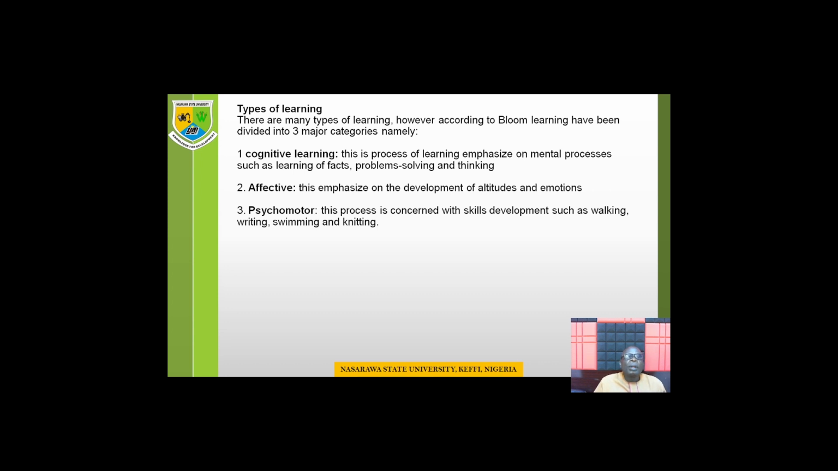Two, affective learning. This emphasizes the development of attitudes and emotions. Then the number 3 major category of learning is psychomotor learning. This process is concerned with skill development such as walking, writing, swimming, and knitting. These are the 3 major categories of learning. There are many, but the 3 major ones are these.